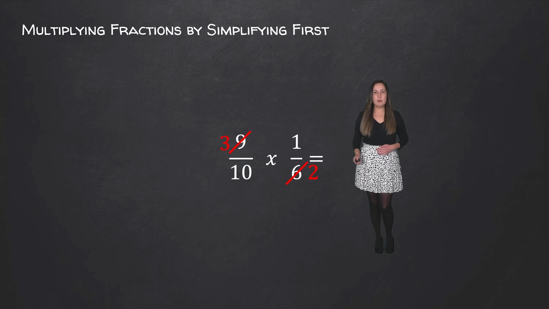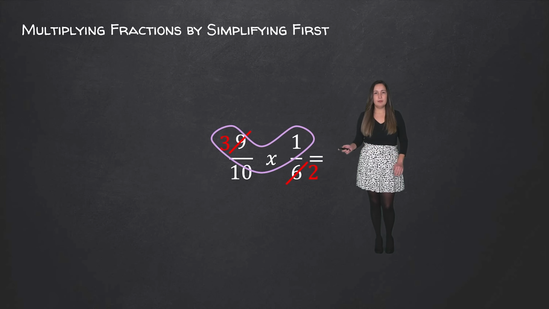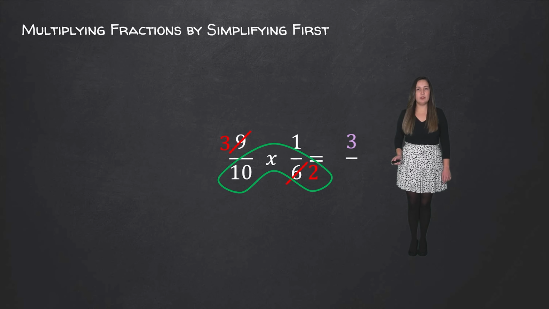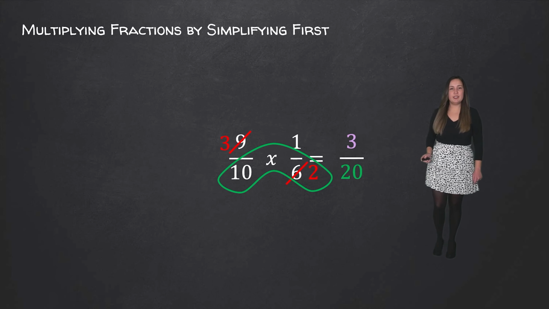Now, when we multiply our numerator times our numerator and denominator times our denominator, we're not going to have to simplify our final answers since we have the most simplified version of our fractions here. So instead of doing 9 times 1, we're going to do 3 times 1, which is equal to 3. And then we're going to do 10 times 2, which is equal to 20. So 9 over 10 times 1 over 6 is equal to 3 over 20.